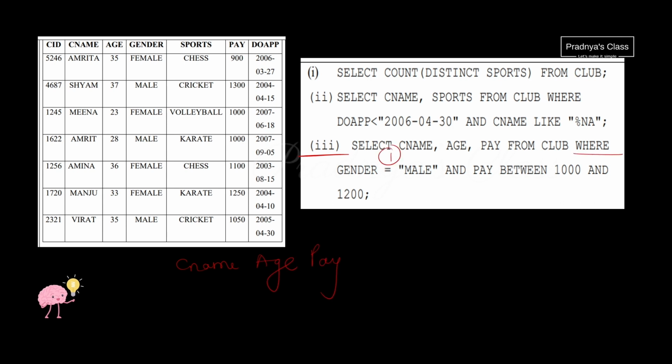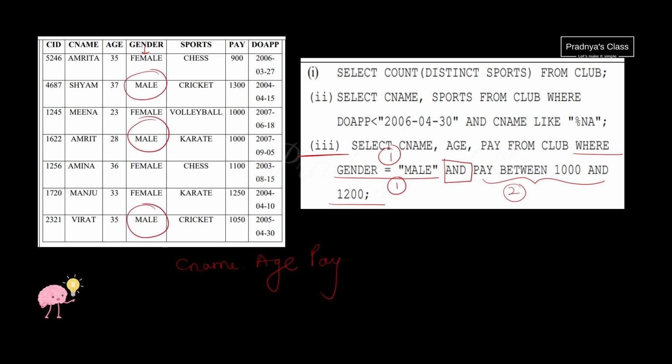It's time to check out the conditions. The first condition is gender should be male. Here also we are using the logical operator AND. After that we have the second condition: pay should be between 1000 and 1200. Look at the gender column. With male we have a total of 3 records.